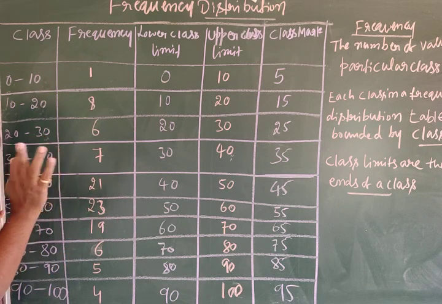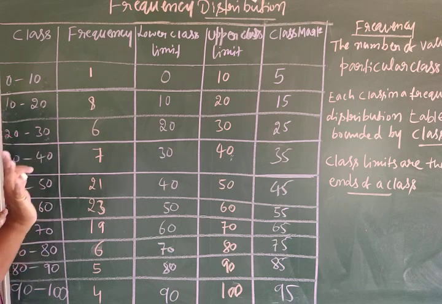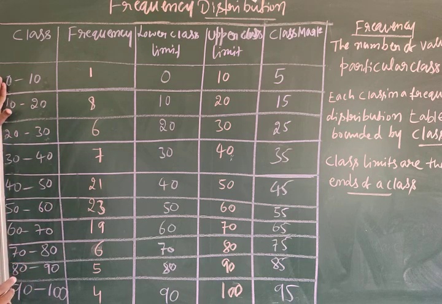Each class has two ends. One is 0, another one is 10; one is 10, another one is 20; one is 20, another one is 30. Here we can call these class ends one is the lower limit, another one is the upper limit. The lowest value is called the lower limit. The highest value is called the higher limit or upper limit.